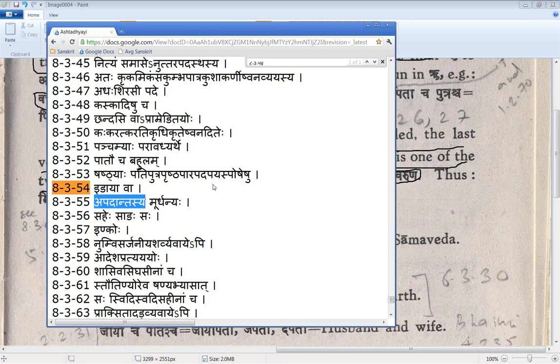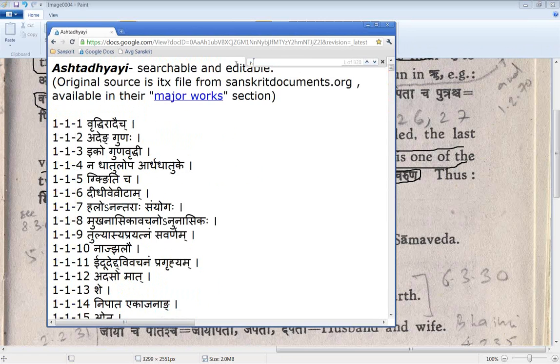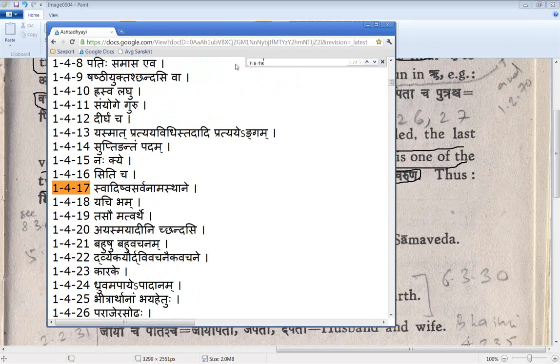See, Apadantasya is only saying that it should not be a Padanta Sakara. So even if it's Apadantasya, it doesn't necessarily mean that a Pada is not falling. Do you follow what I'm saying, Kalpesh? Because when we use this Sutram, let's say Sutram 1417, Svadishu Sarvanamasthane, you can have a situation where the prior one has a Padasanjna, but the following one doesn't. You follow, Kalpesh? I follow that. Yes, I follow.